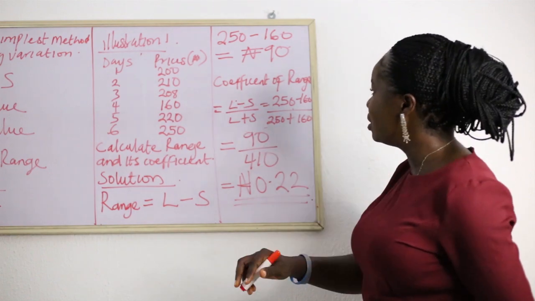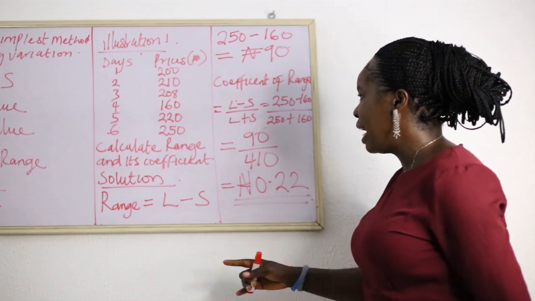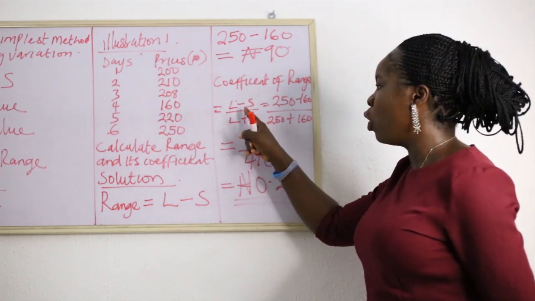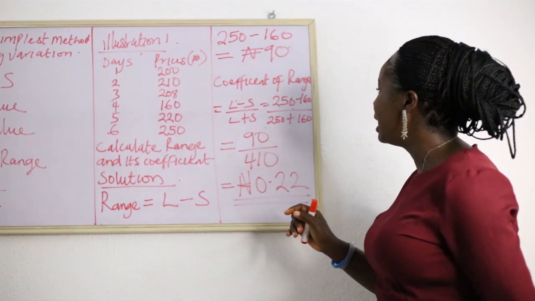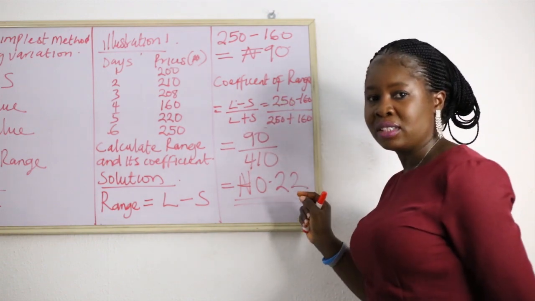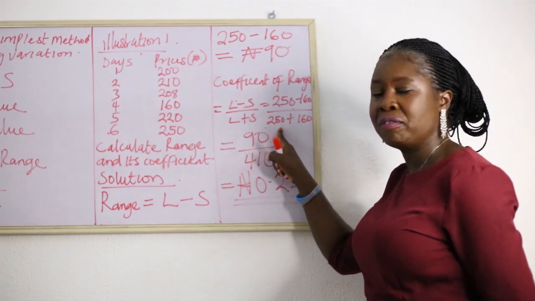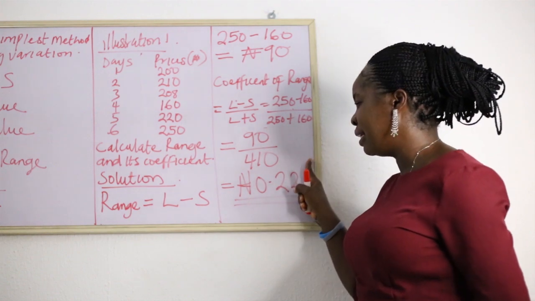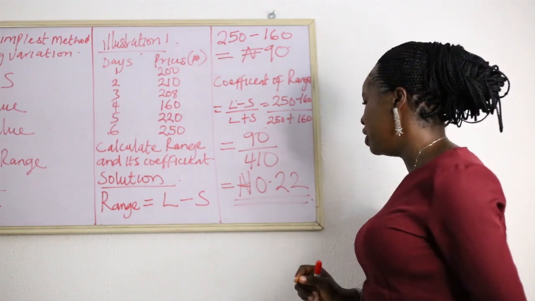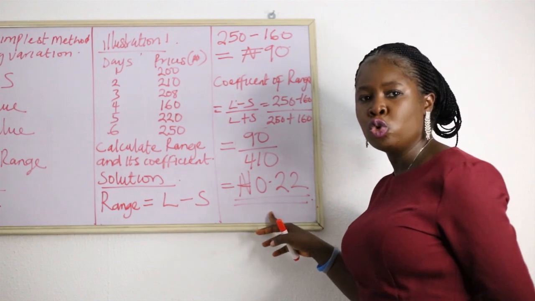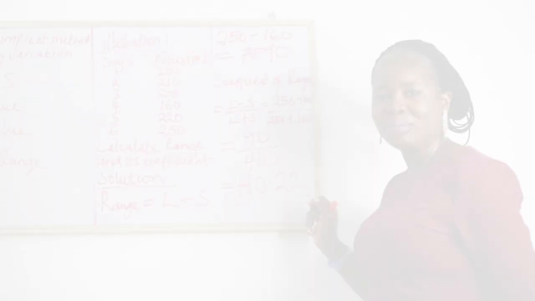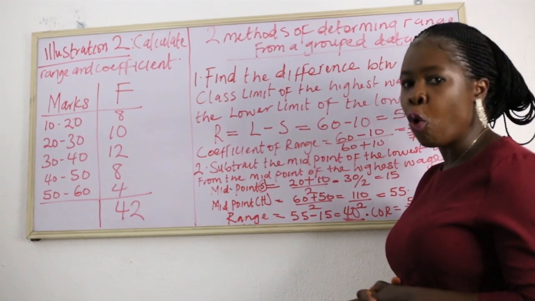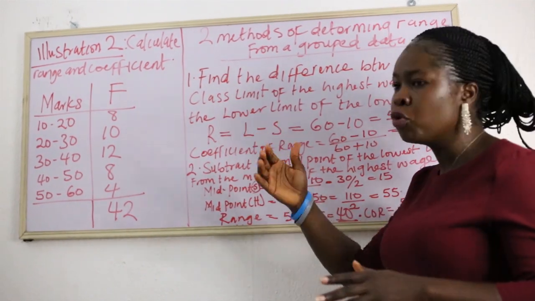Then the next question says coefficient of range, and the coefficient of range means the largest value minus the smallest value all over the largest value plus the smallest value. That is 250 minus 160 all over 250 plus 160. That is 90 divided by 410. Our coefficient of range is 0.22 naira.